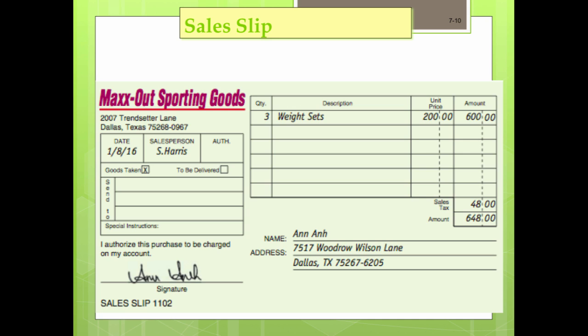The sales slip, which we have been talking about in these few slides, tells us who the customer is, the sales amount, the sales tax charged, and the total amount that the customer must pay. And this is just an example. Your business may have your own sales slip. So it's just a matter of having the information that you are required to collect in order to appropriately make your accounting records for your business.